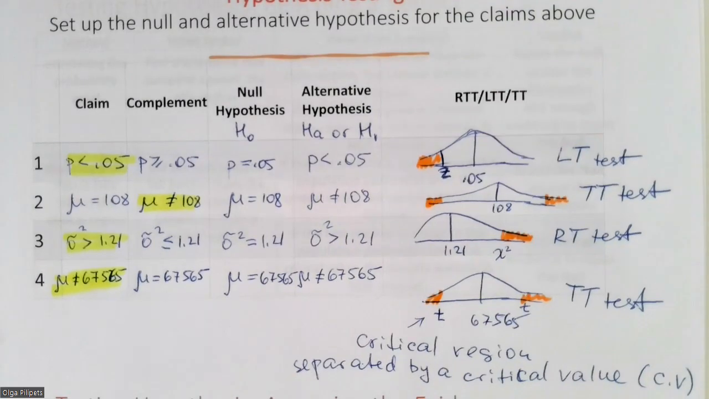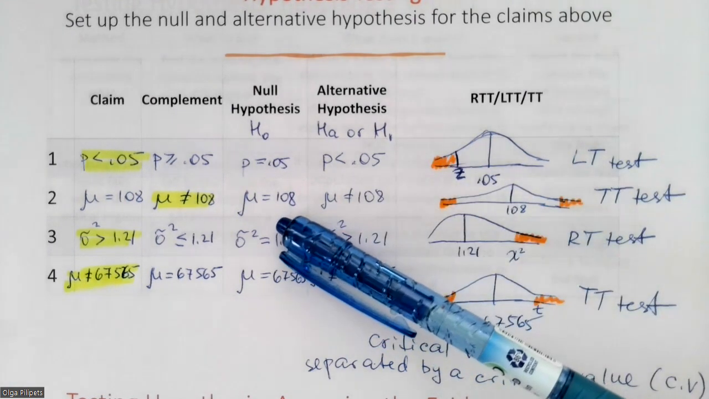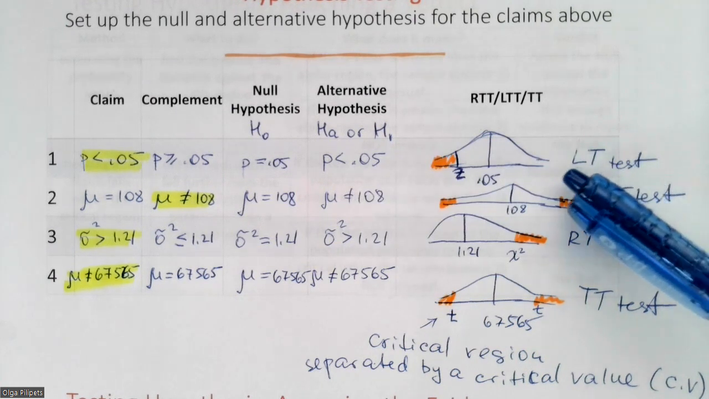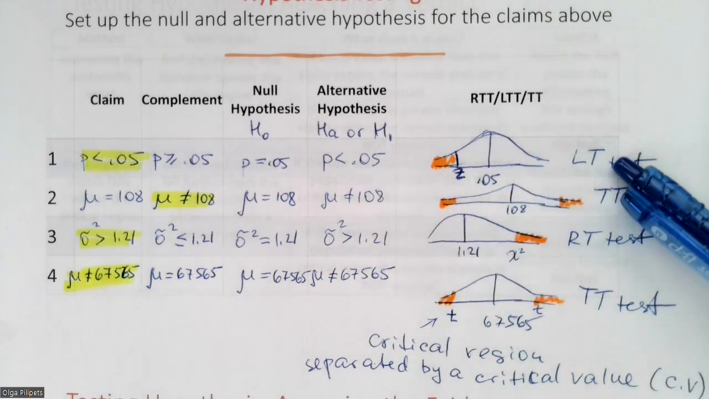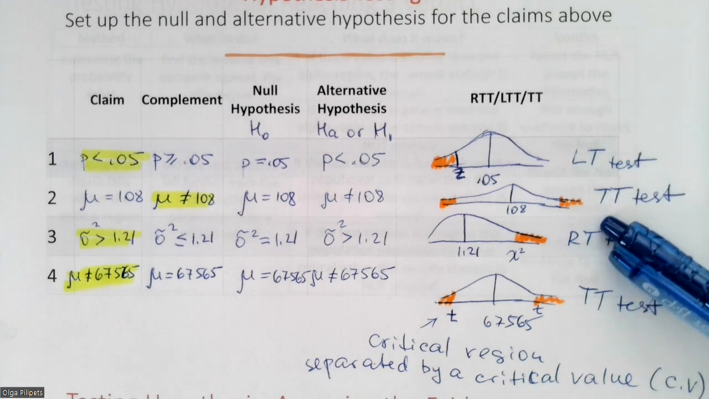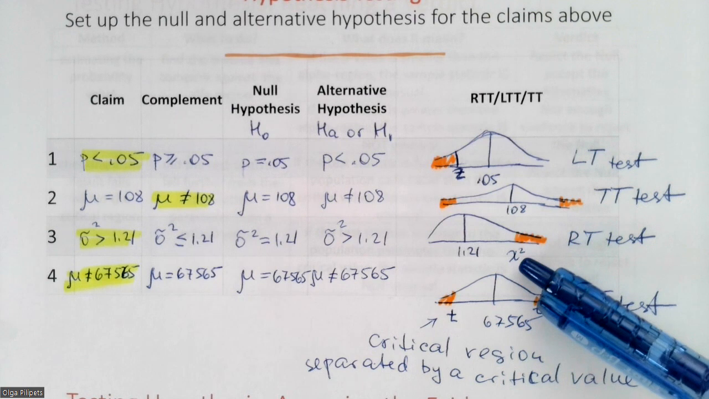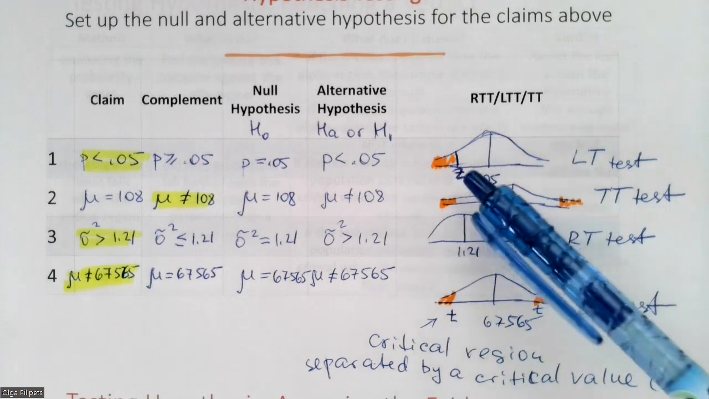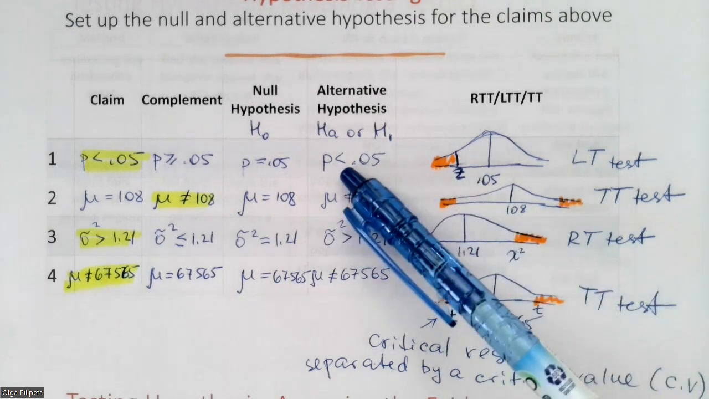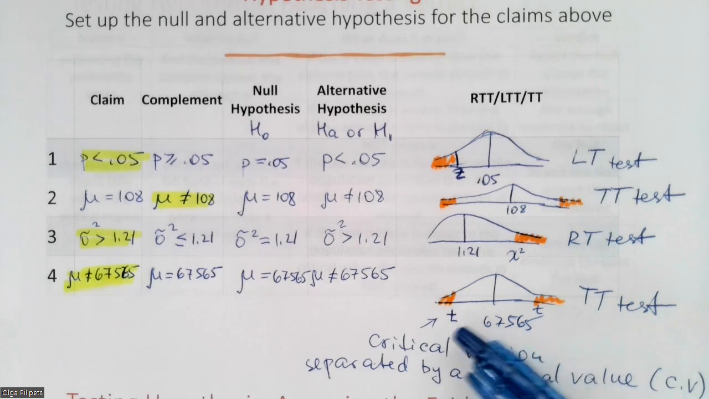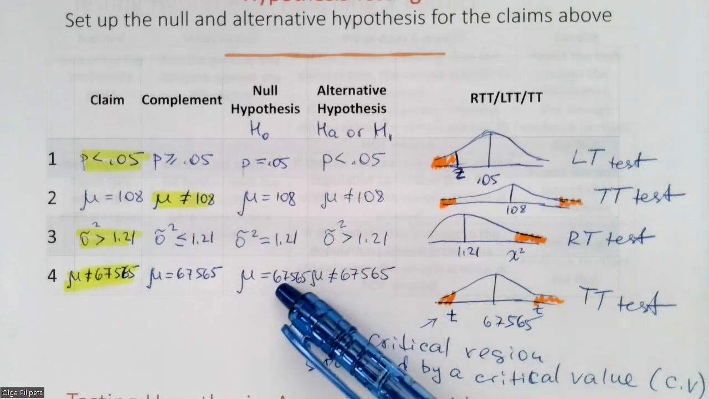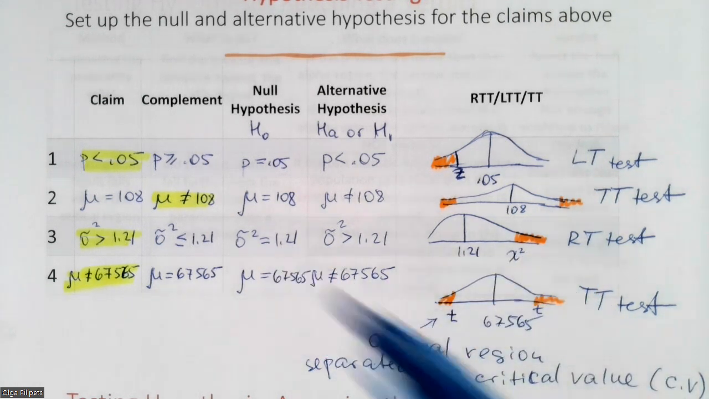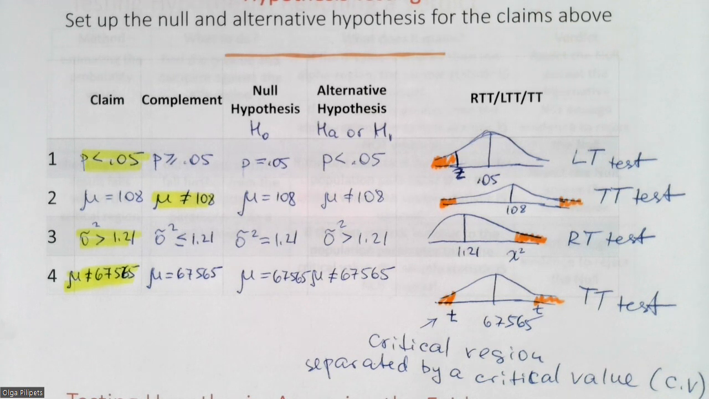In the previous video, we talked about how to set up the null hypothesis and alternative hypothesis, and how to tell if your test is going to be a left tail test, a right tail test, or the two tail test. We also talked about critical values, that we're going to use a normal z distribution for proportions, we're going to use a t-distribution for test of means, and we're going to use a chi-square distribution for the test of variance.